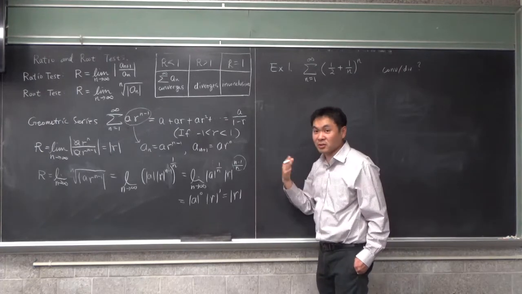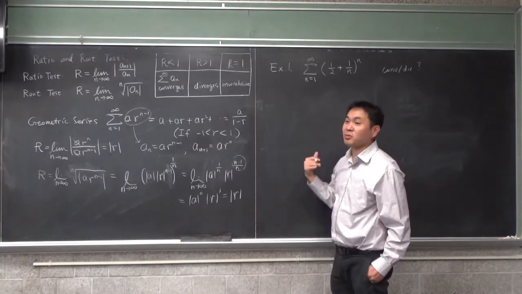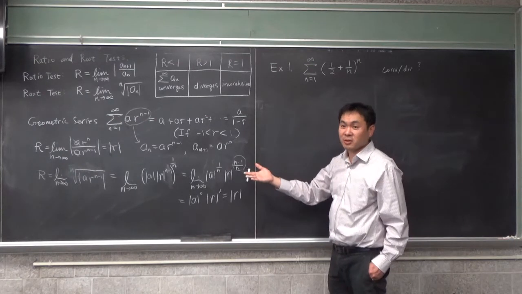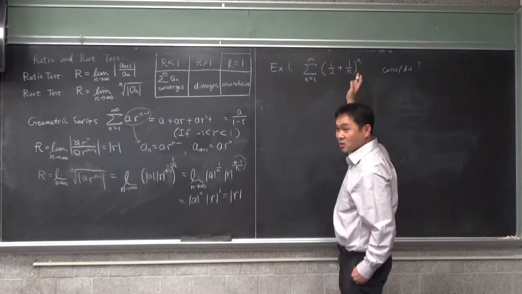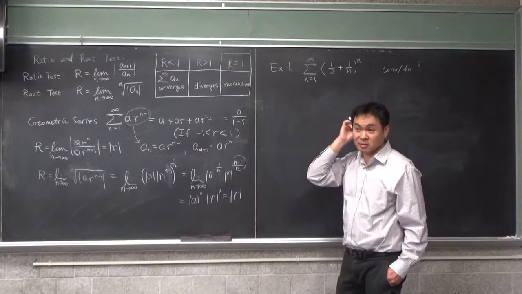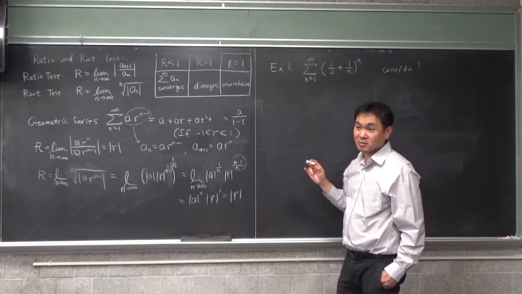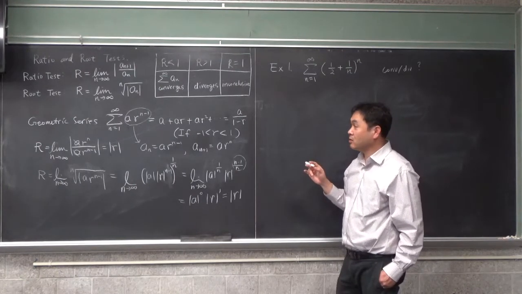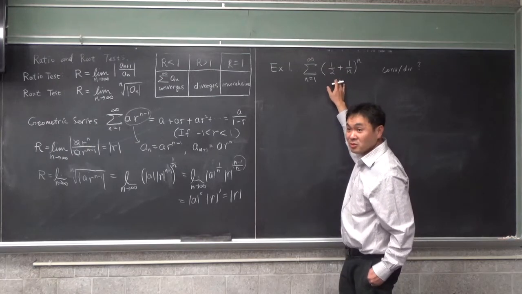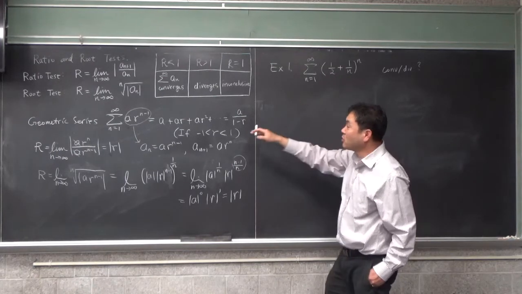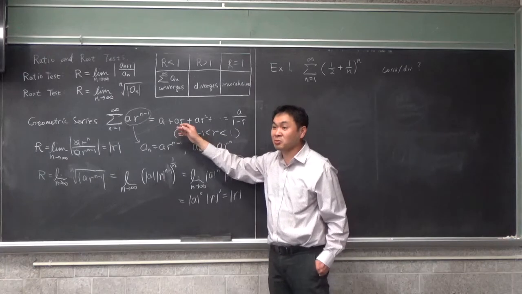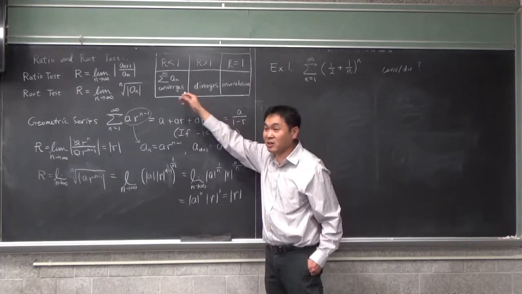There are some exceptions, but usually if you see factorials, ratio test. If you see everything to the nth power, you use the root test. Yes? Does it have to be a geometric series for you to use these two? No, this is not a geometric series. Oh, so we already know what the result is for geometric series. You don't have to use these tests.